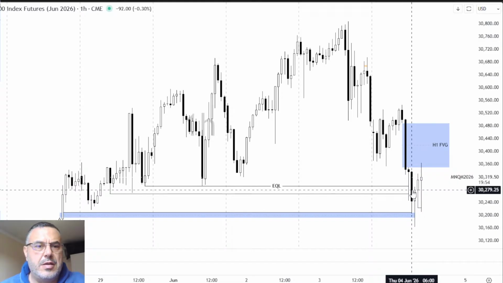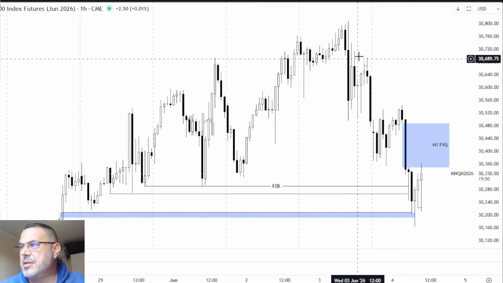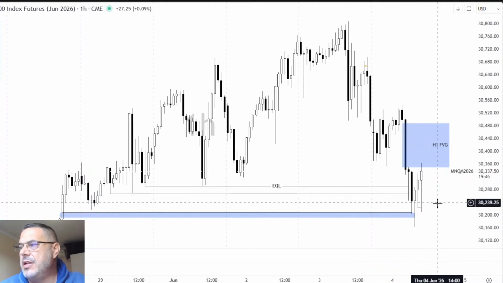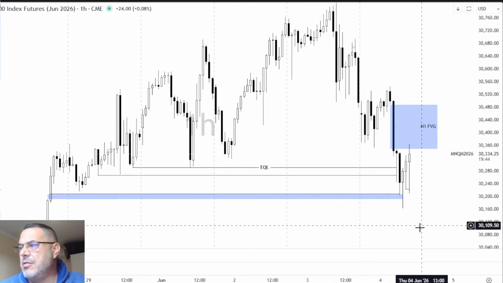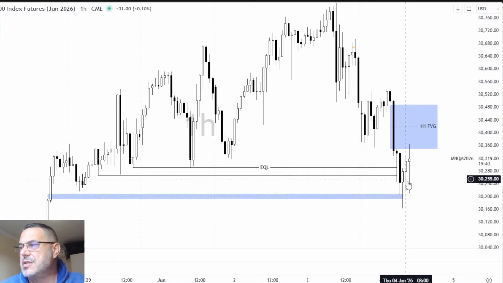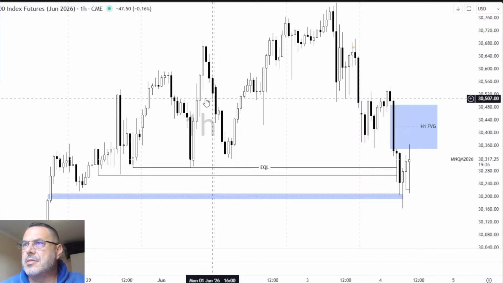Now, what I'm saying is, because we've already dropped three levels down, the third level, it could go lower, but there's a higher probability for this to go more sideways between the two fair value gaps, right?